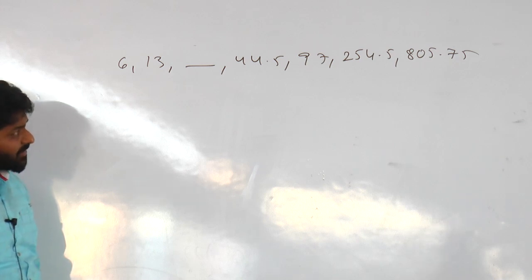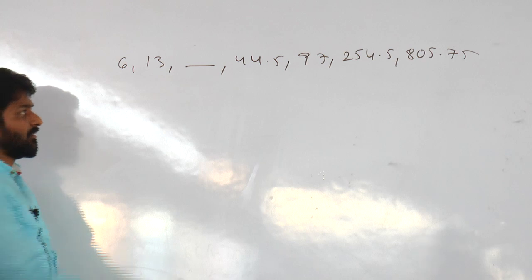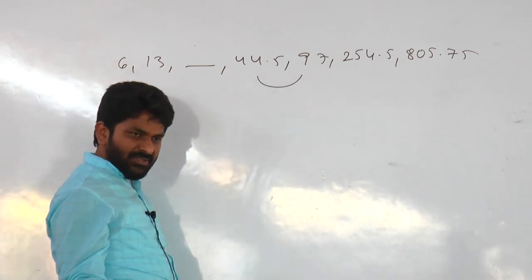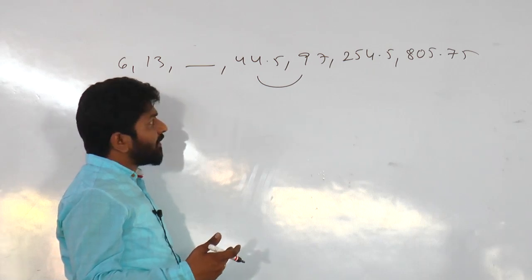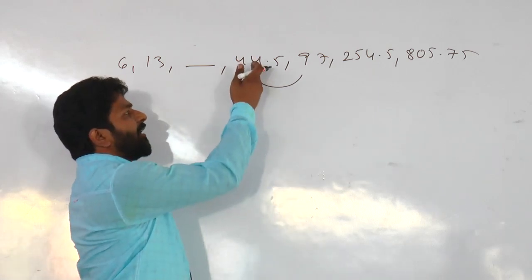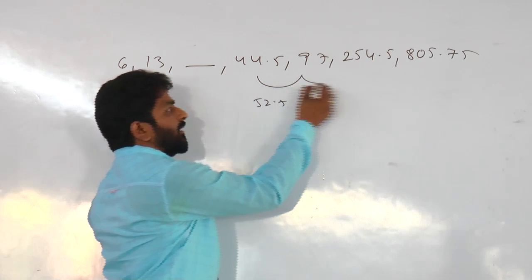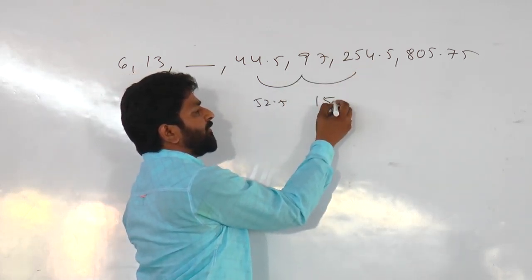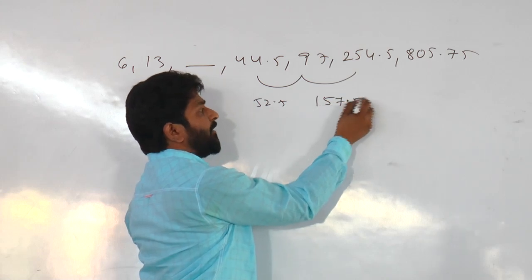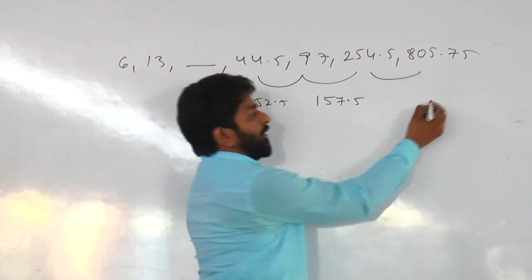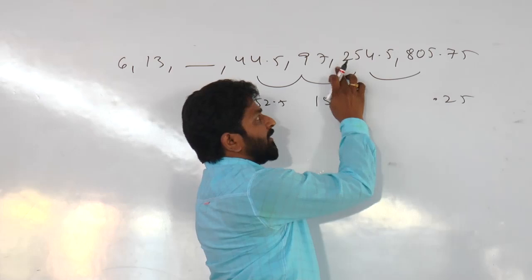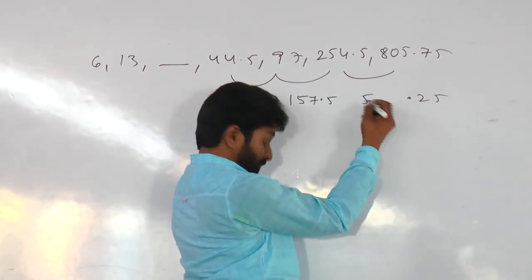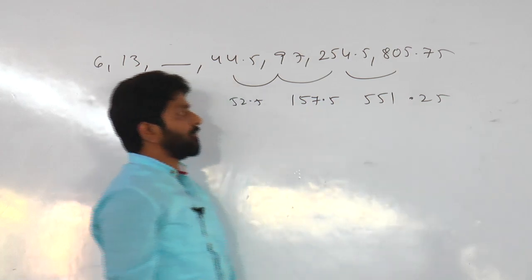Should I go for difference? Earlier difference was 8. Add 8 here, 52 and a half. Difference of these two numbers. Subtract 100, add 3. 157.5. Difference of these two. This ends with 0.25. Subtract 300, add 46. 551.